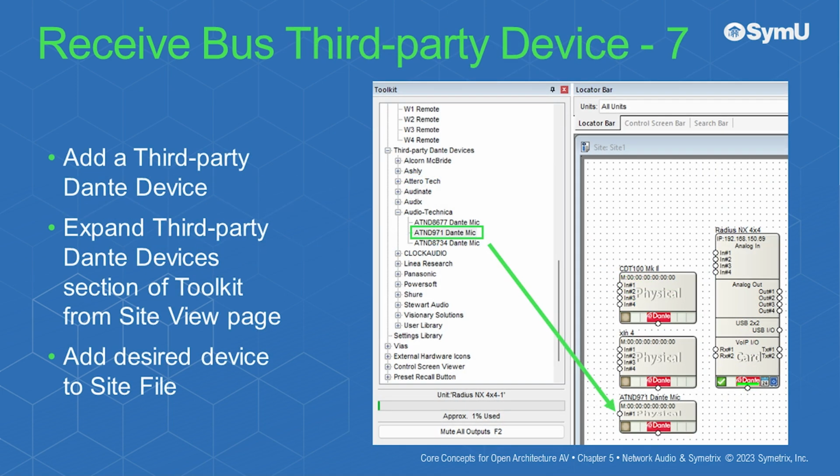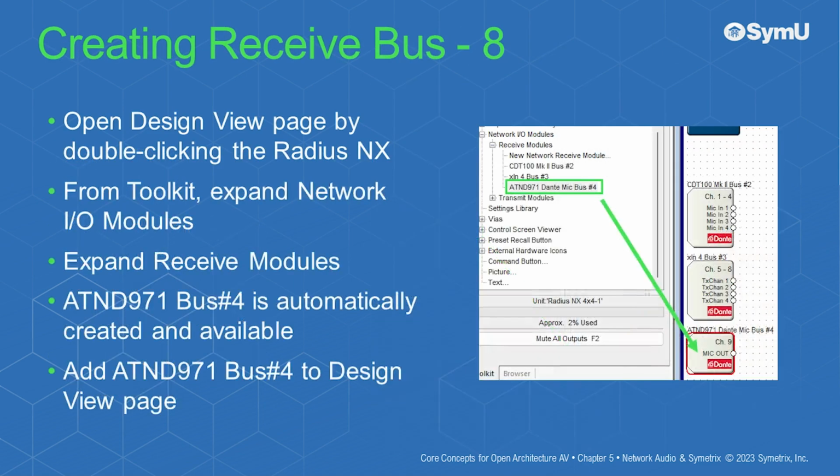To add a third-party Dante device, expand the Third-Party Dante Devices section of the toolkit from the Site View page. Then add the desired device to the site file. Open the Design View page by double-clicking the Radius NX. From the toolkit, expand Network I/O modules, then expand Receive modules. The AT-ND971 bus is automatically created and available. Add the AT-ND971 bus to the Design View page.